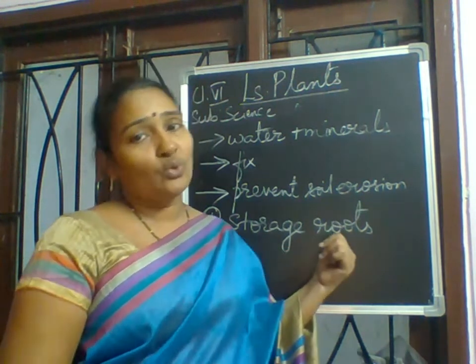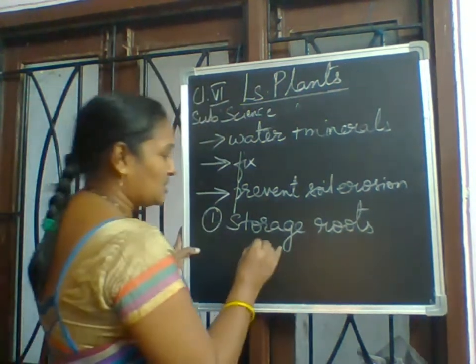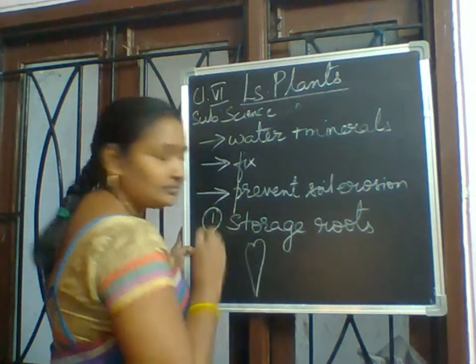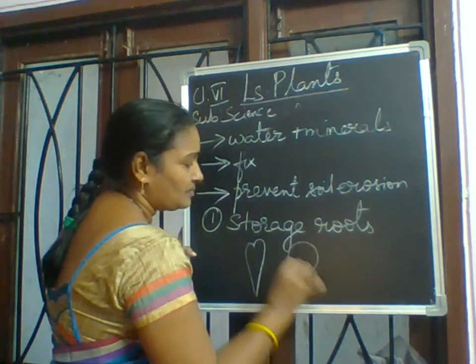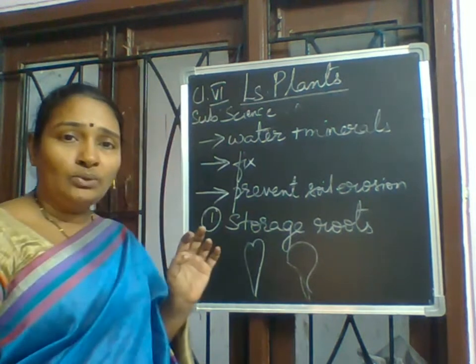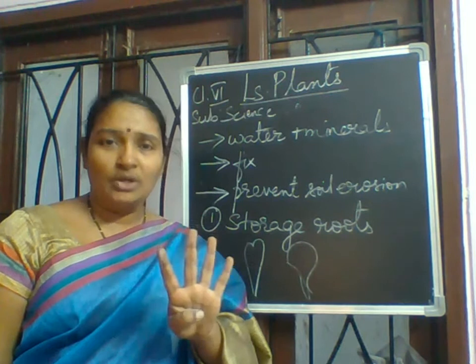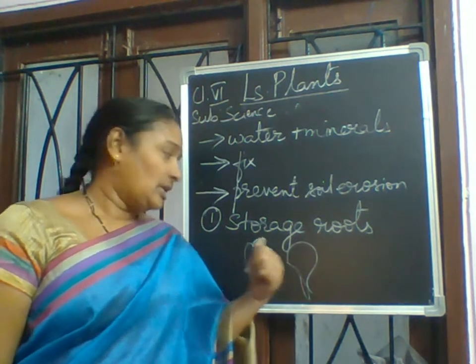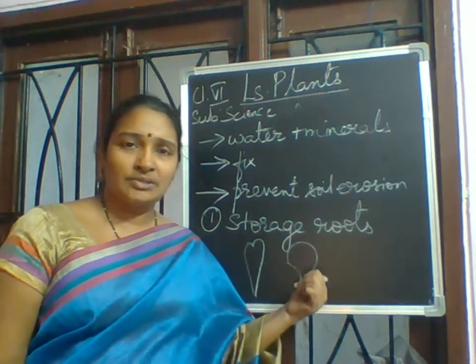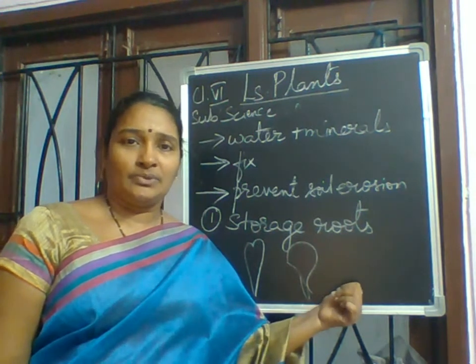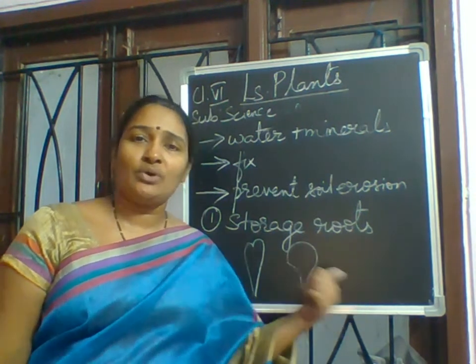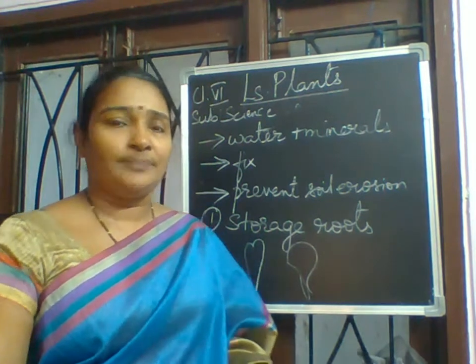These examples you know very well. What are they? They are carrot, radish, potato, sorry, not potato, and beetroot and turnip. These are the four storage roots. Carrot, radish, turnip, and beetroot. These are the four storage roots. Okay, next.